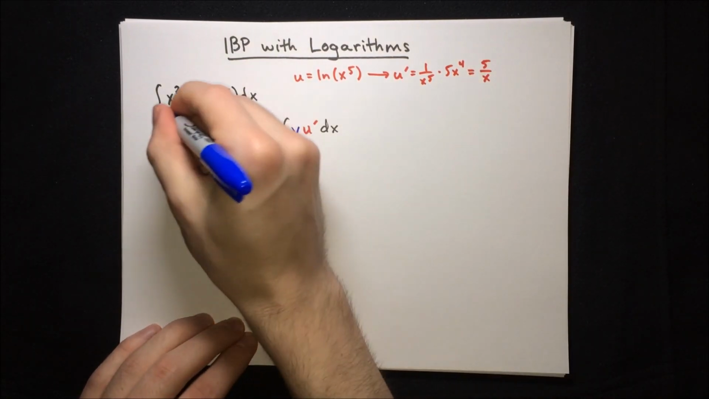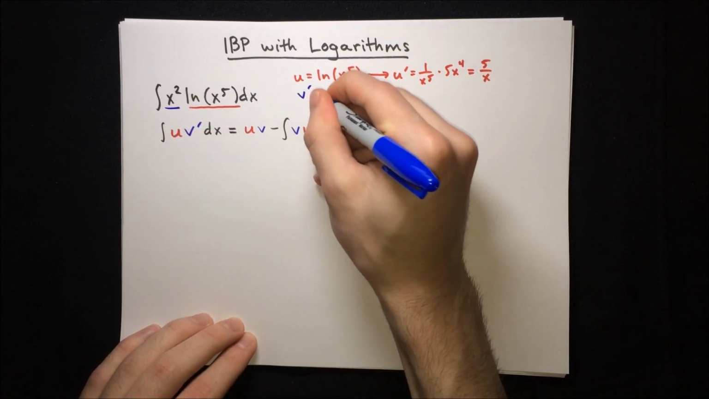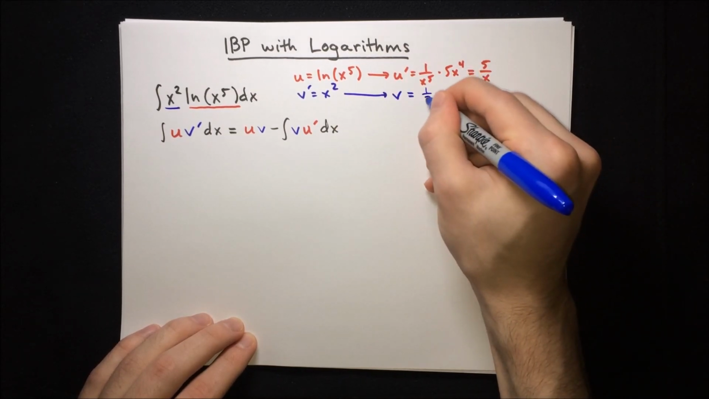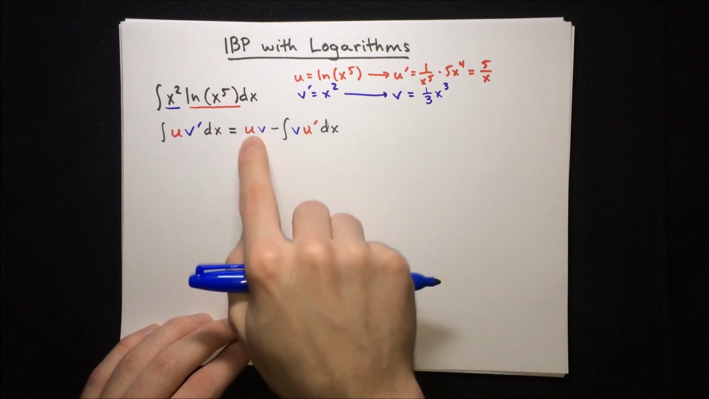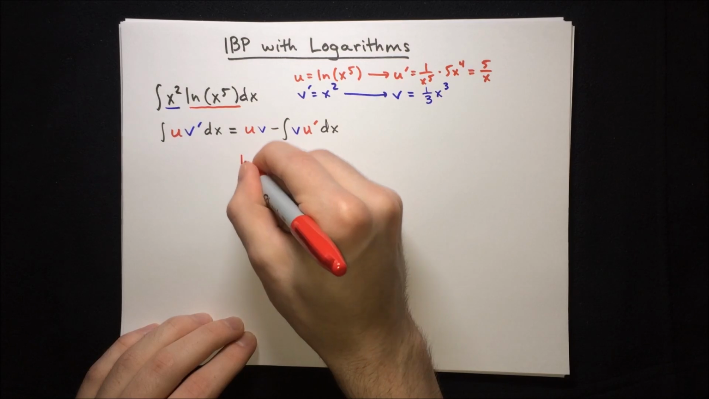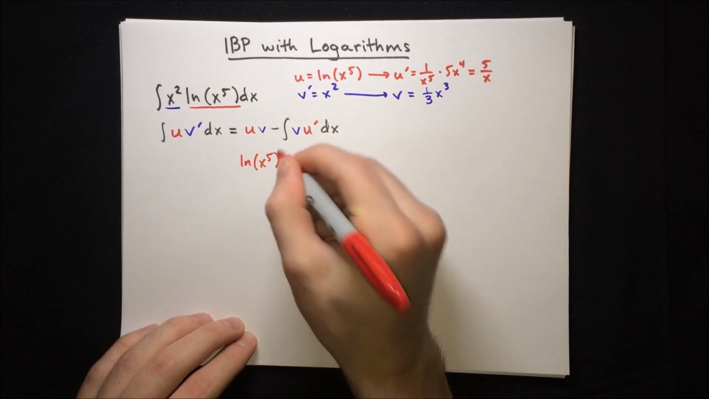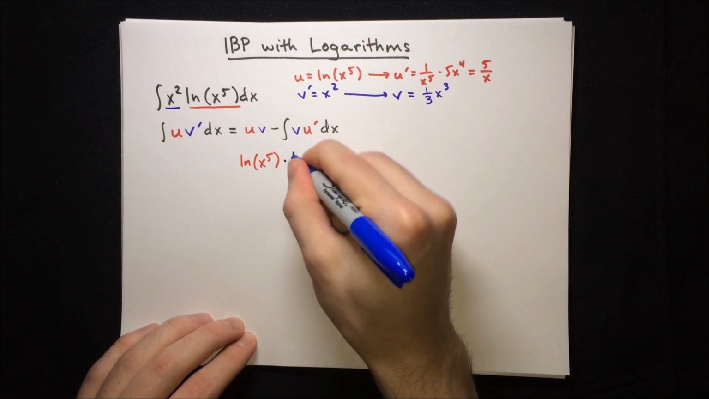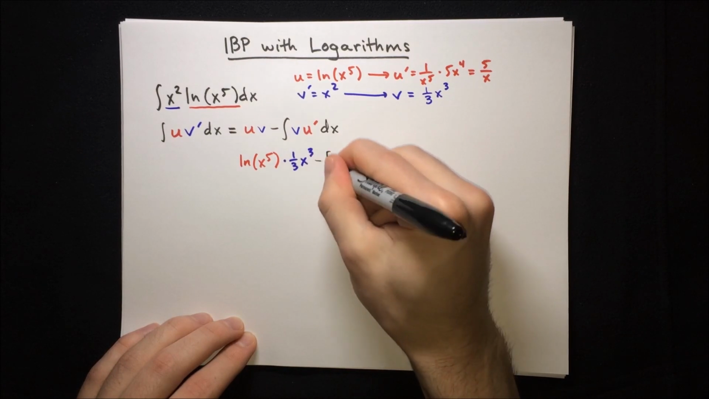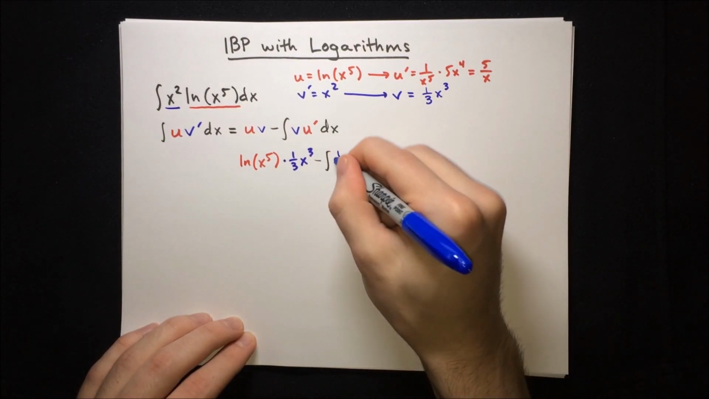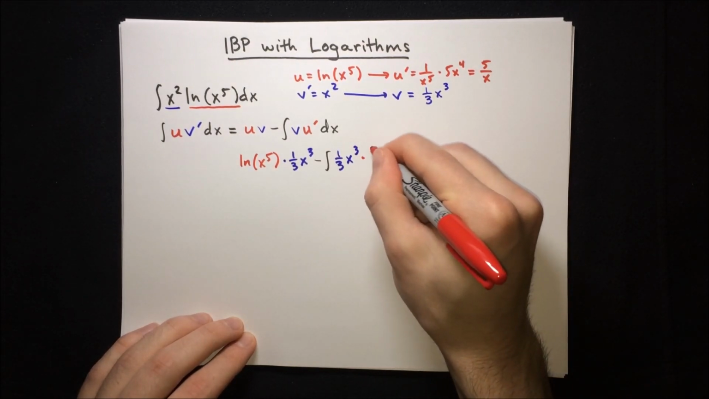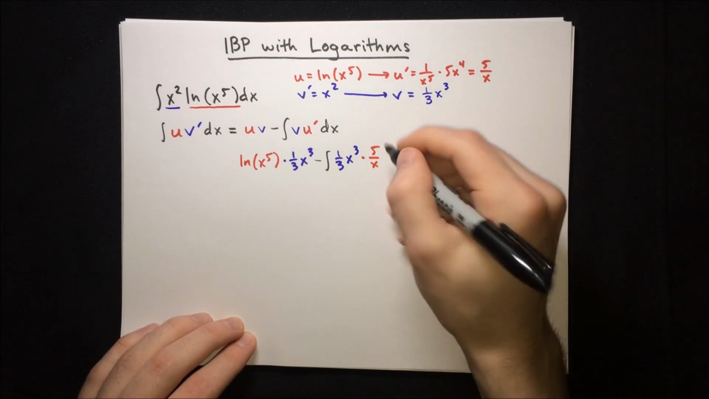And then the v prime part will be our x squared. So then v is the antiderivative of that, and that's just 1/3 x to the third. And then we can plug that into the rest of our formula for integration by parts. u is natural log of x to the fifth, and then v is 1/3 x cubed, minus the integral of v again, 1/3 x cubed times u prime, which is 5 over x dx.